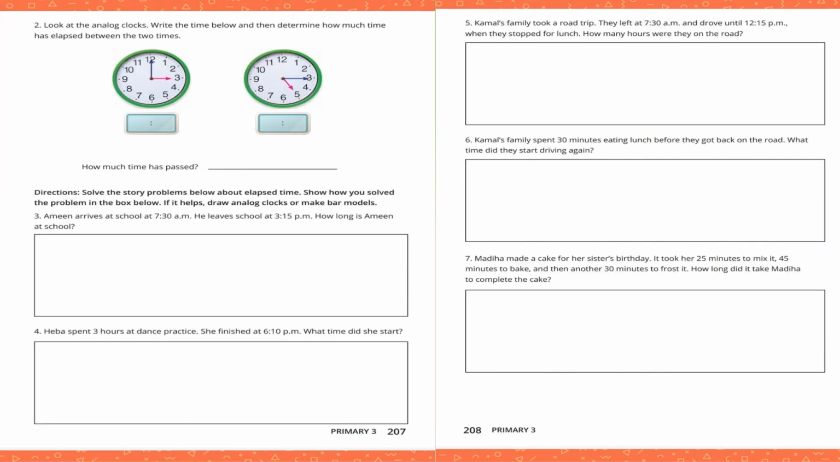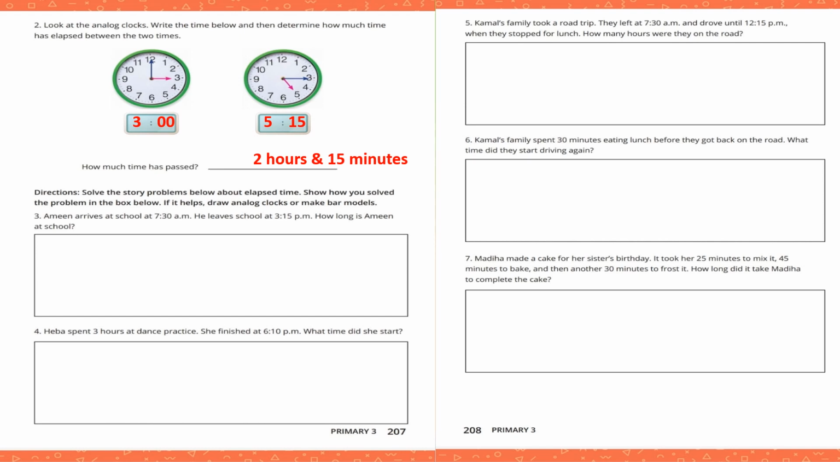Page 207. Number 2. Look at the analog clock. Write the time below and then determine how much time has elapsed between the two times. The first clock here is 3:00 and the second one here is 5:15. How much time has passed? So it will be 2 hours and 15 minutes.